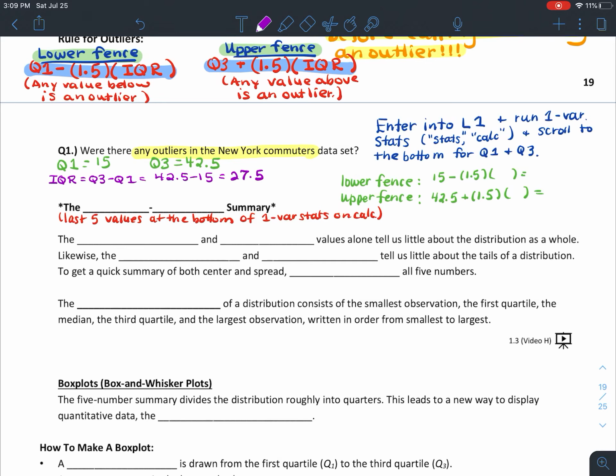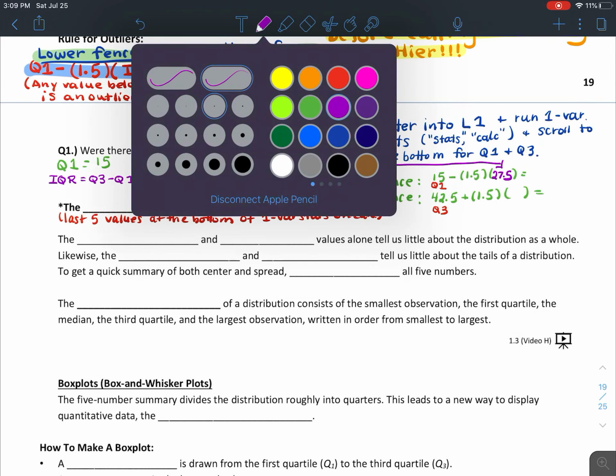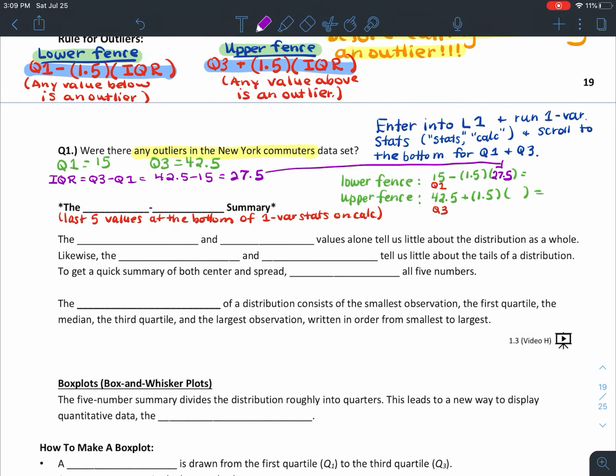That would be 27.5. Then to set up my lower fence, I'm going to write underneath this: Q1 minus 1.5 times the interquartile range, and the upper fence is Q3 plus 1.5 times the interquartile range. Whether you think this is tedious or not, the AP graders will dock points if you do not show this. You cannot do this work on the calculator, even though it seems like a simple calculation.